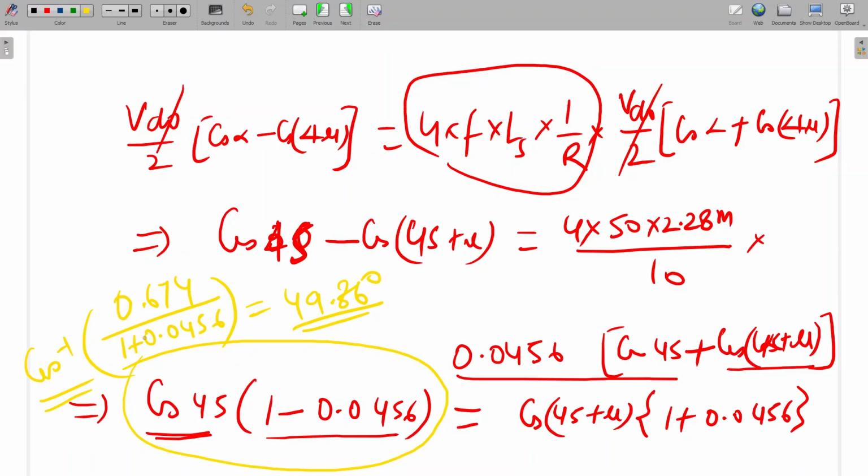So after this one, this is 45 plus mu. So mu will be 49.86 minus 45. How much? 4.86, we are getting. Okay, this much we are getting. I think this is the correct option. Everyone is getting this value 4.86.